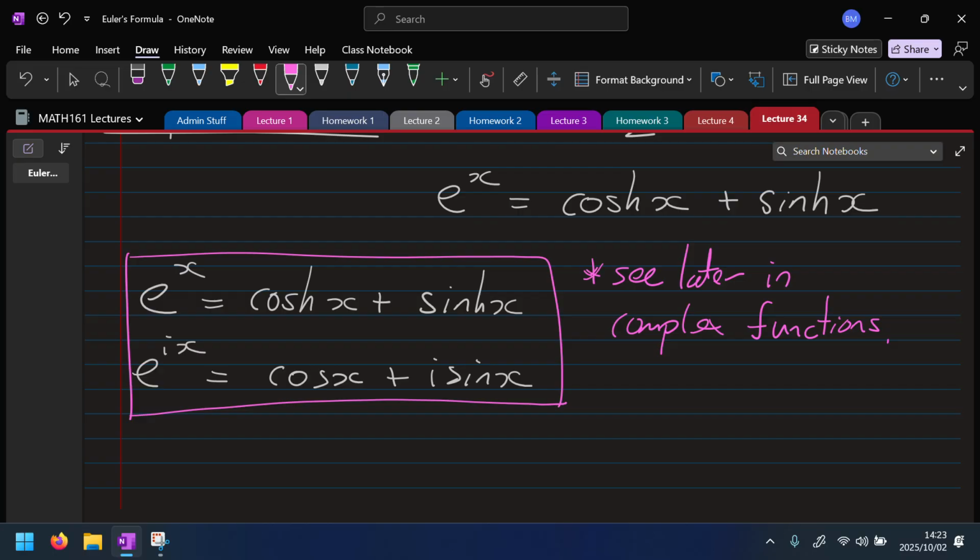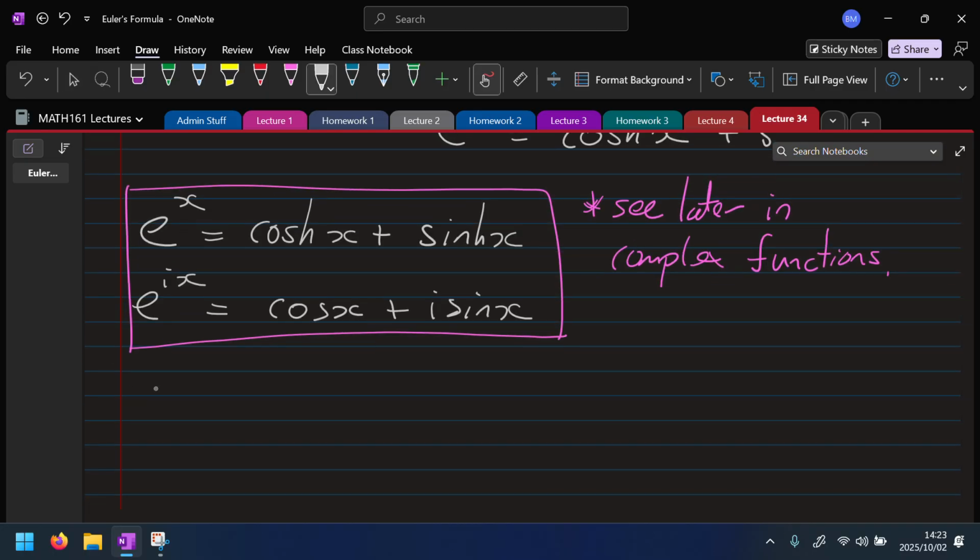Okay. Any questions on this? Yep. Over here, this one is cos, if you're using imaginary. If it's real, it's hyperbolic cosine. We'll prove later those two are actually the same thing. But for now, just look at it being similar.